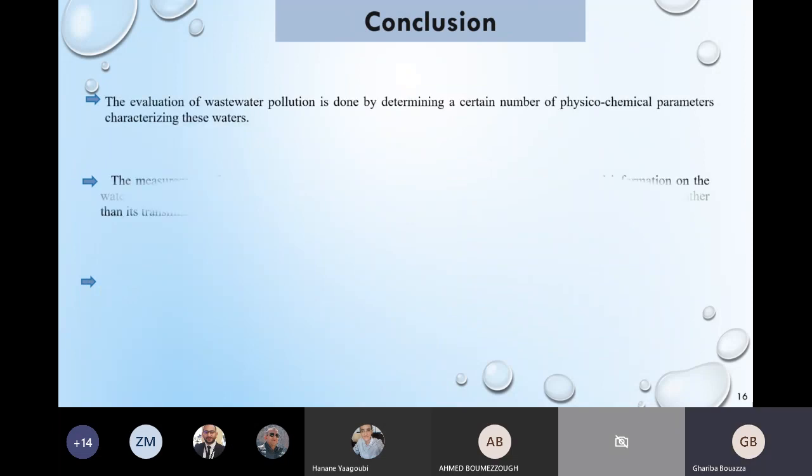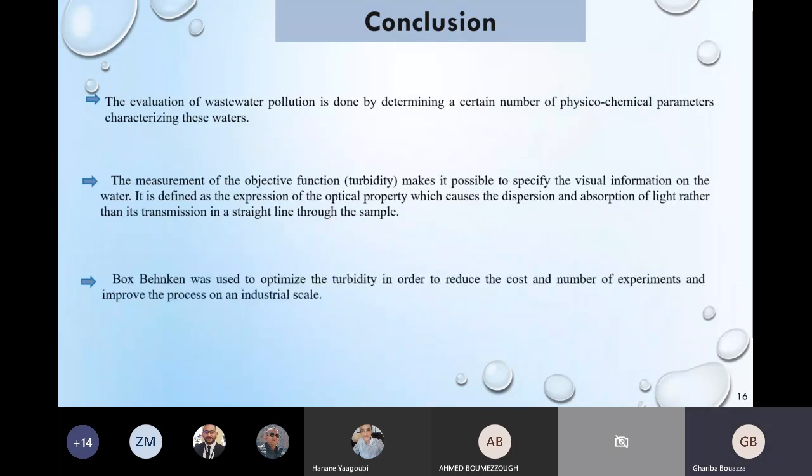To conclude, the evaluation of wastewater pollution is done by determining a certain number of physico-chemical parameters characterizing these waters. The measurement of the objective function makes it possible to specify the visual information on the water. It is defined as the expression of the optical property which causes the dispersion and absorption of light rather than its transmission in a straight line through the sample.